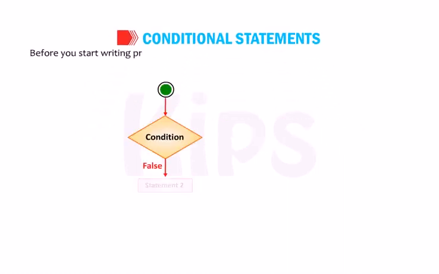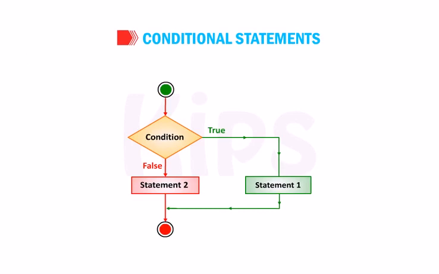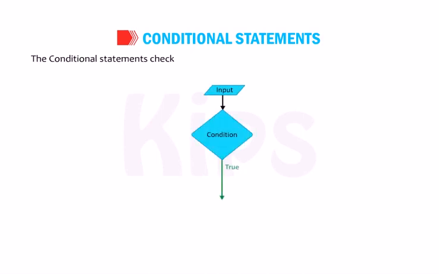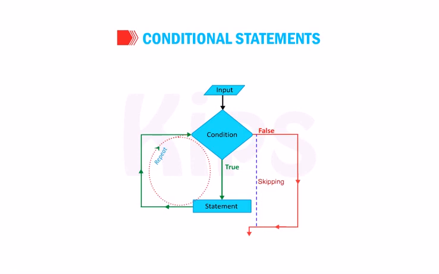Before you start writing programs based on conditions, it is important to understand how conditional programming works. In conditional programming, the most important element is the condition on which the decision is based. The conditional statements check the condition and execute the statements accordingly. The conditional statements can be represented in many forms.